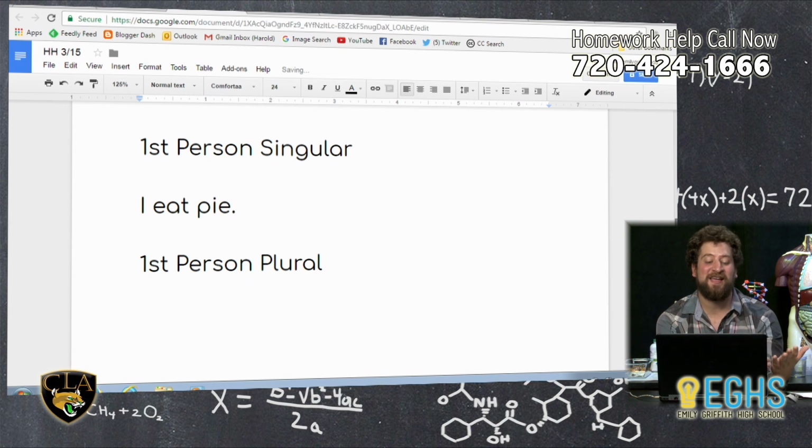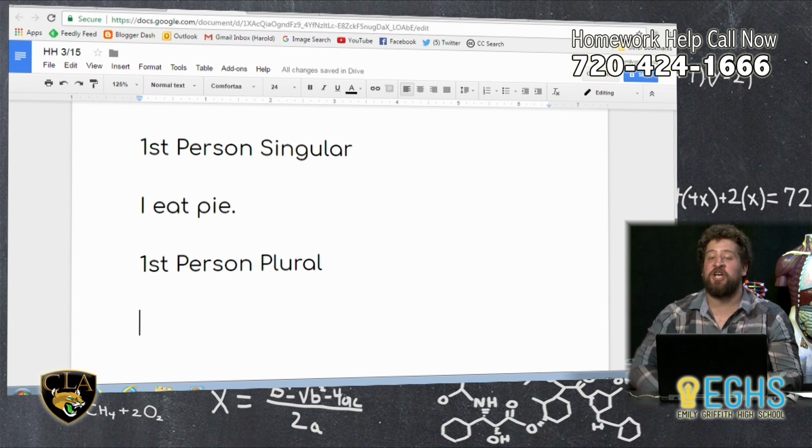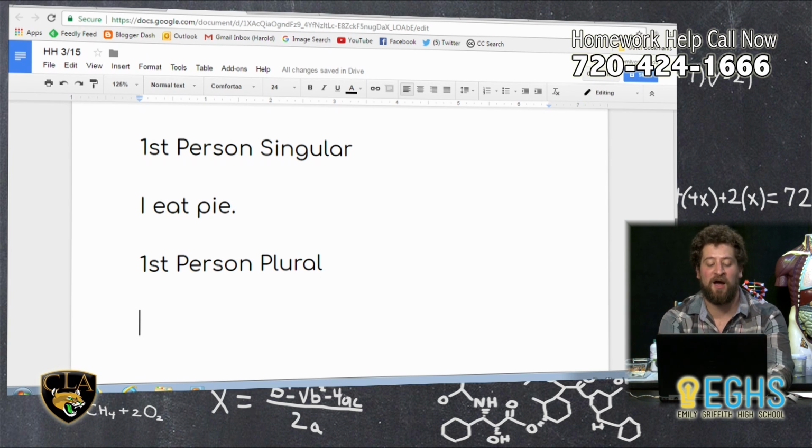I eat pie. I is the subject, first person. Eat is the verb. I eat totally agrees, and we'll see why that is in just a second. First person plural, we would have, so plural versus singular, you have one person versus multiple people. So to change first person from singular to plural, we change from the pronoun I to we. So we would say we eat pie.